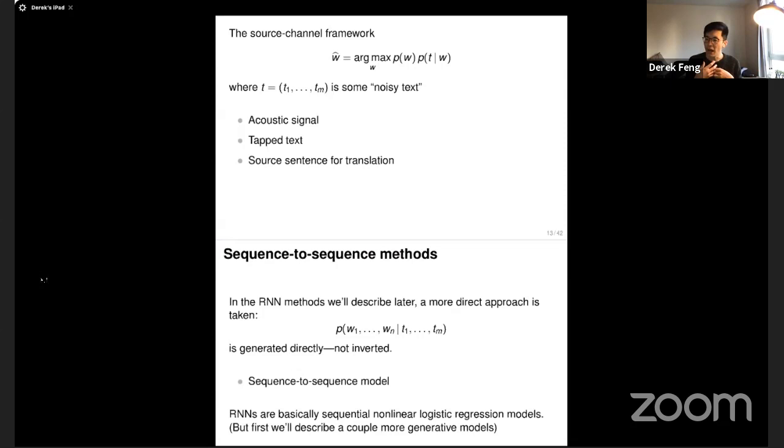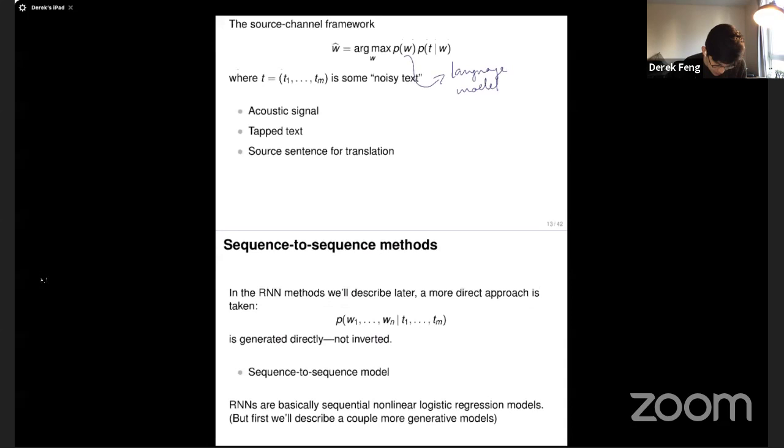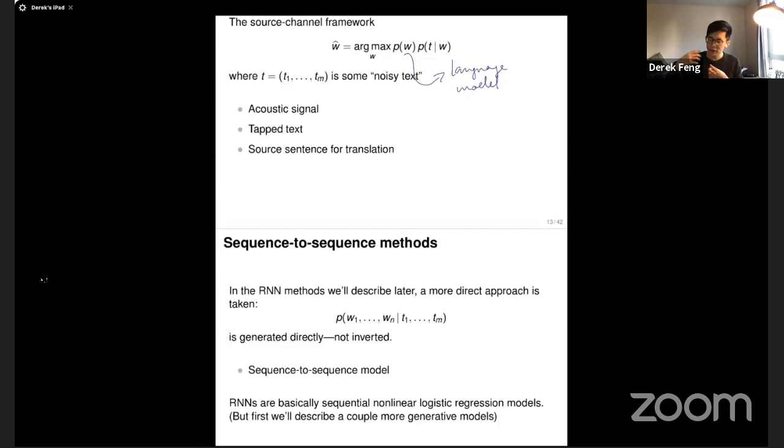Usually, when you use this source channel framework to look at language models, your P of W is your language model, and P of T given W is just some separate thing that you care about. What we'll see is that with recurrent neural networks, you do this directly, where you just estimate the W's given the T's that you have. That's why this class of models is often called seq2seq, or sequence to sequence models, where you start with a sequence and want to end up with another sequence, relating how the two sequences relate to each other. It should be clearer what I mean when I talk about recurrent neural networks.